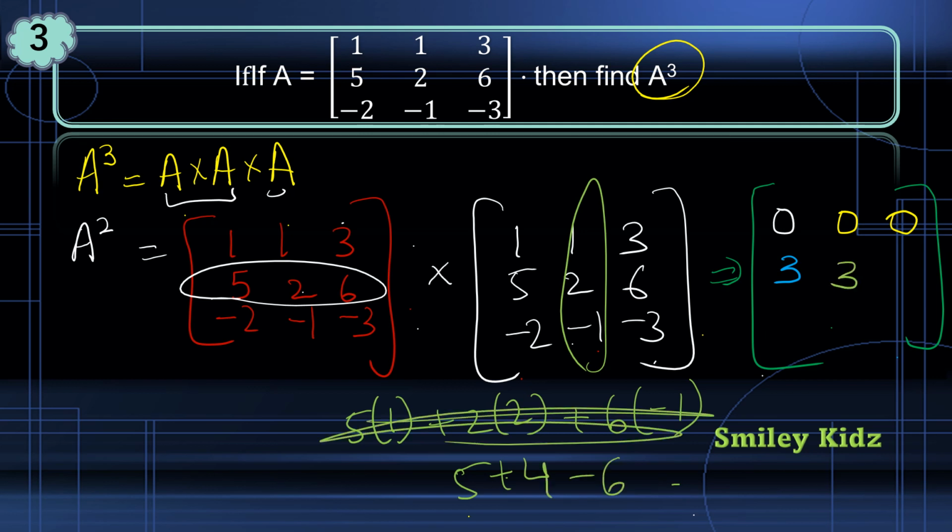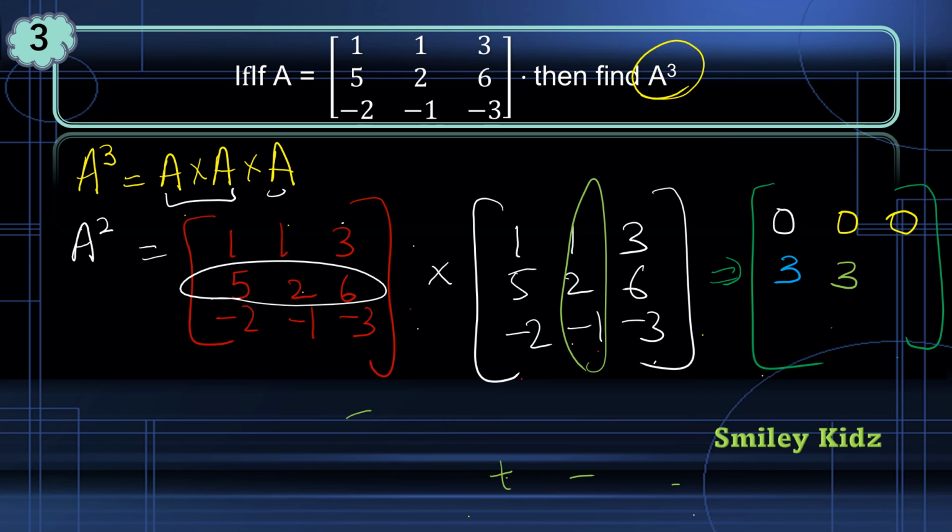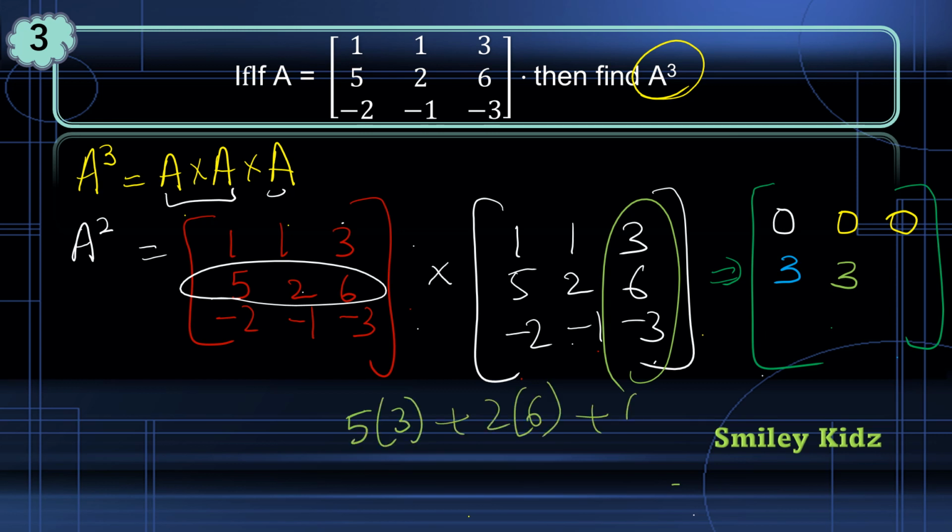Now let's move on to the third column over here. Yes, this is our third column. 5 into 3 plus 2 into 6 plus 6 into minus 3. Here we have 15 plus 12 minus 18. Alright, this will be 15 minus 6, right? So 15 minus 6 is 9. So here you're gonna have 9.